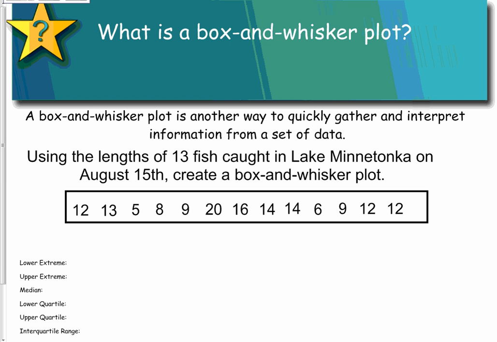So you've got 13 fish on Lake Minnetonka on August 15th. Create a box and whisker plot from this. Okay, so if we take a look, let's reorder this from small to big. So it goes 5, 6, 8, 9, 9, 12, 12, 12, 13, 14, 14, 16, 20. So right now that's lowest to highest.